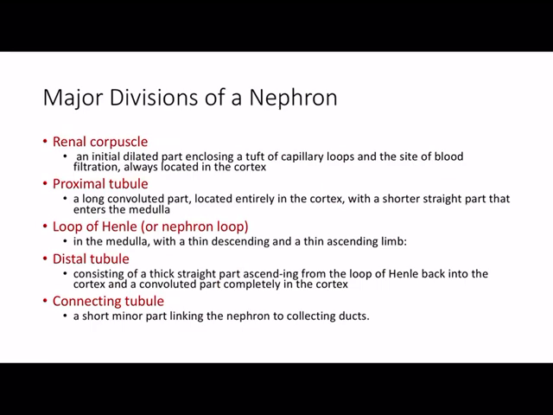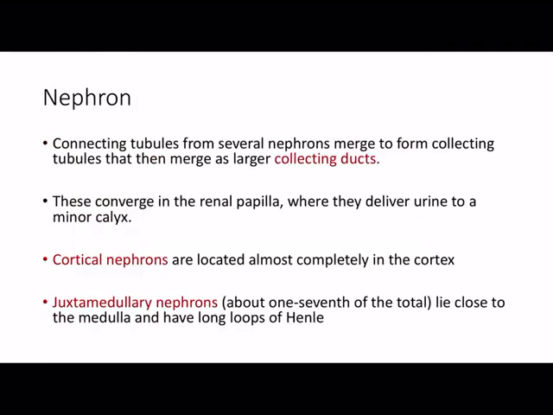A thin descending and a thick ascending limb. The distal tubule consists of a thick straight part ascending from the loop of Henle back into the cortex and a convoluted part completely in the cortex. And you have your connecting tubule, which is a short minor part linking the nephron to the collecting ducts.